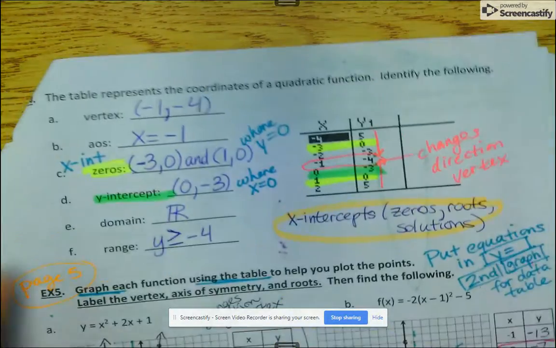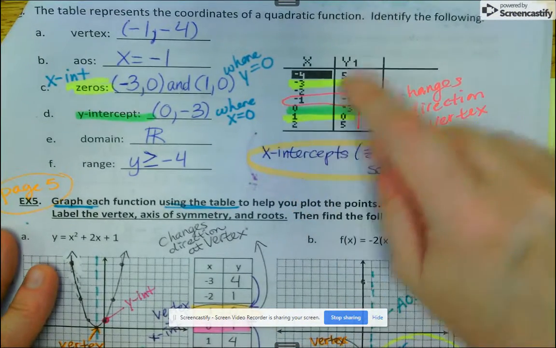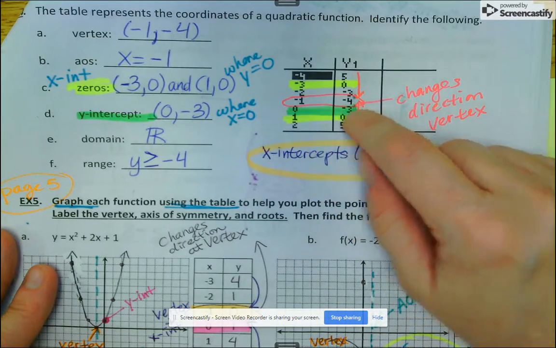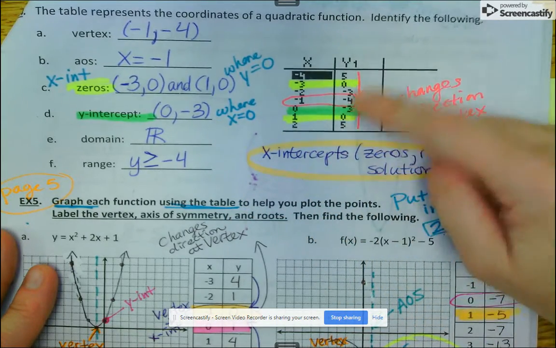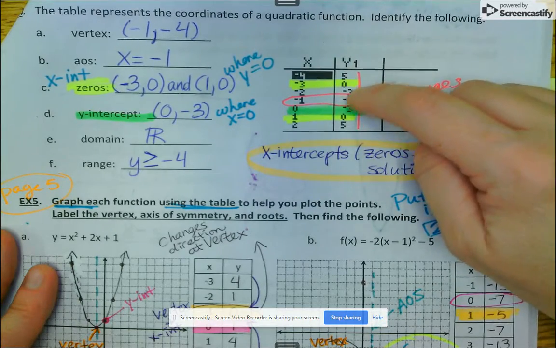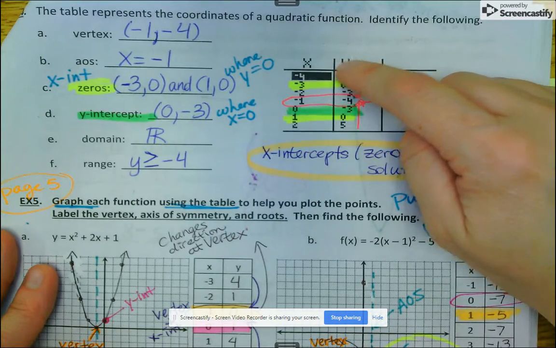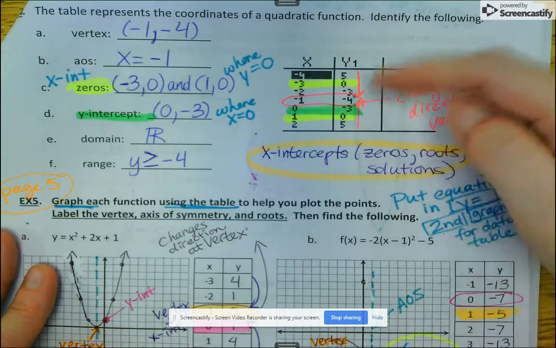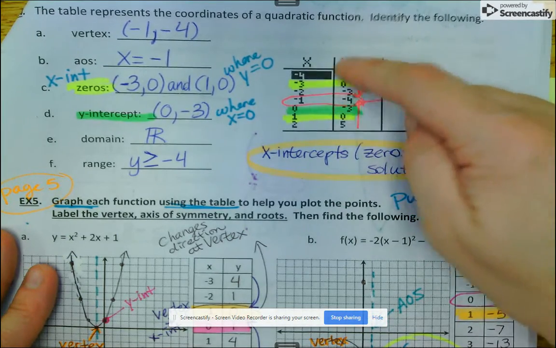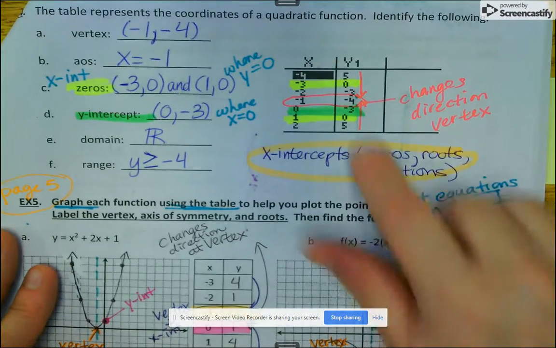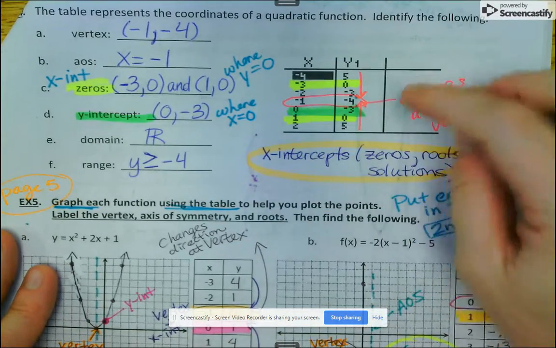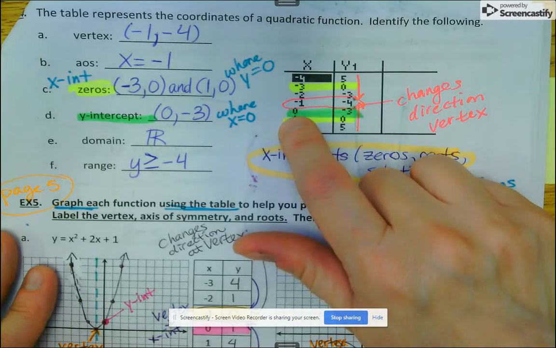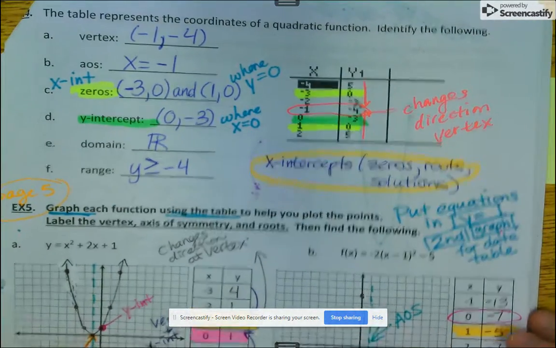Okay, you can also get a lot of information from a data table. Once you find the vertex, on either side of the vertex, you're going to have identical y values. So it's going to be like a mirror image on either side. So you can look at the direction it's going down, and then it changes direction at the vertex. But also at the vertex, you have mirror images on either side with those y values. So that's another clue that you found the vertex. Remember, for x-intercepts, your y is going to be 0. For the y-intercept, your x is going to be 0.